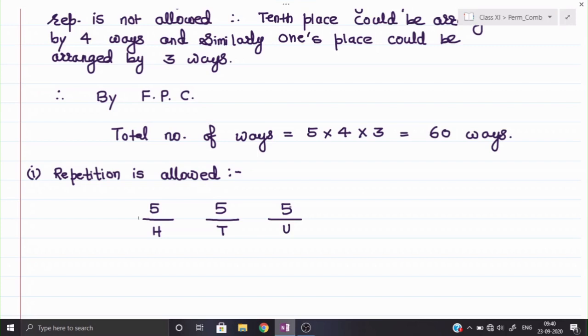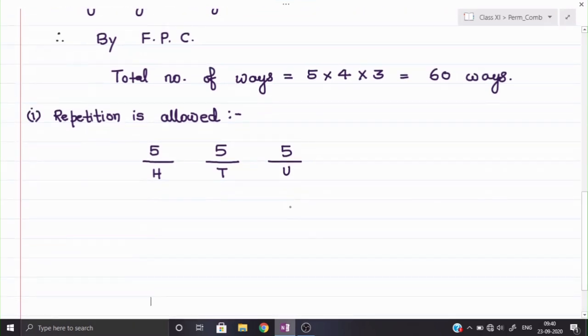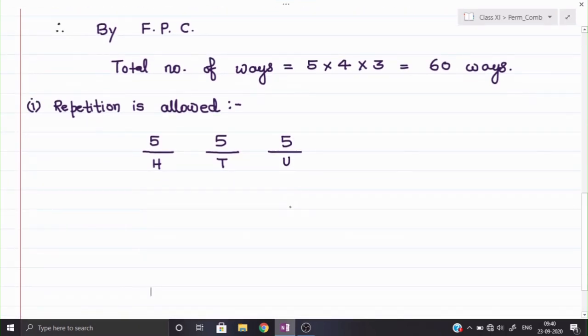So here we need to describe our answer. Some theory, some language we need to insert here, because what we have done is only an oral discussion. But in the examination, in your notebook, how you will represent your answer, that we shall see.